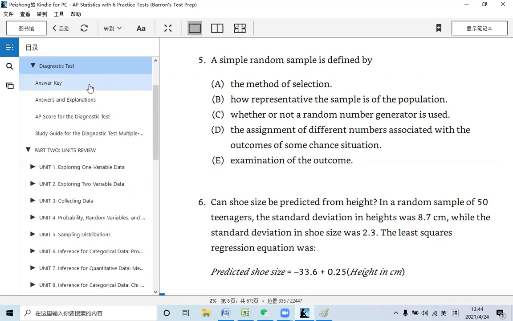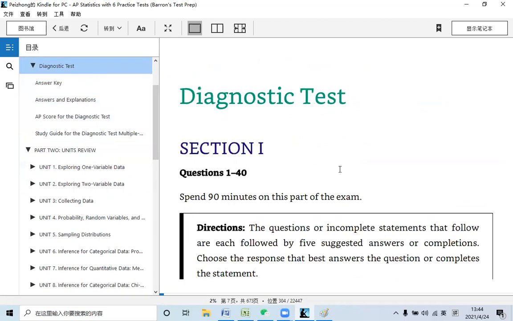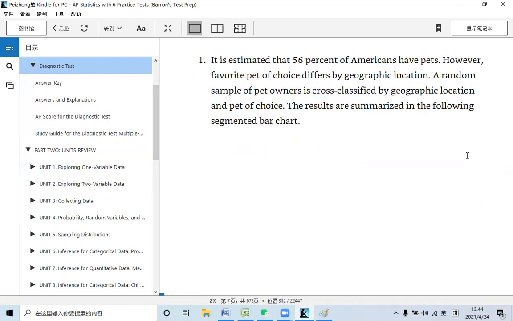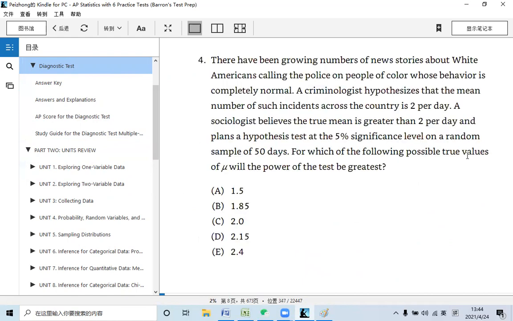Yeah, I'm betting on A. Let's check. Number 5. Yeah, it's just the methodology. How you sample. Basically, how you select the sample would determine whether you have a simple random sample or not.